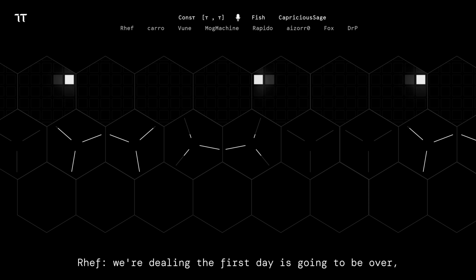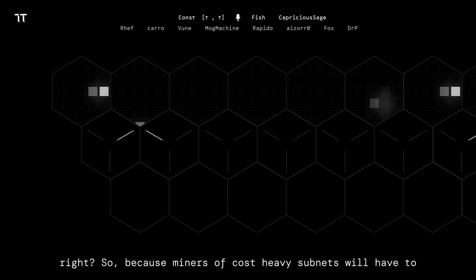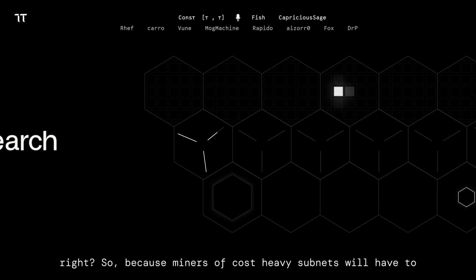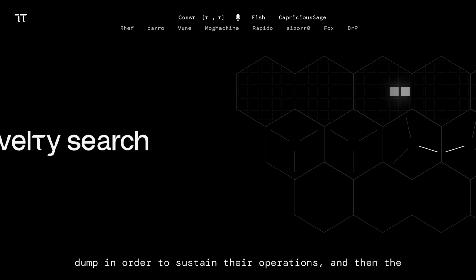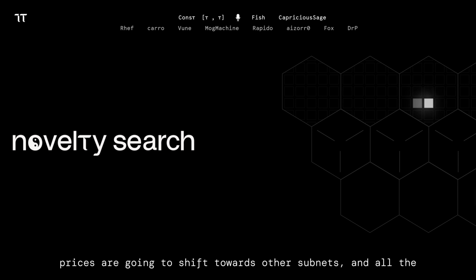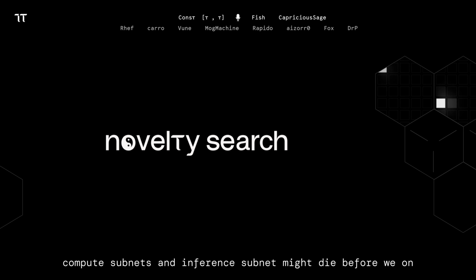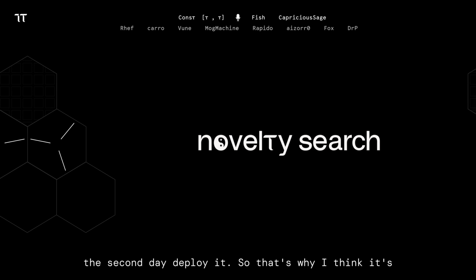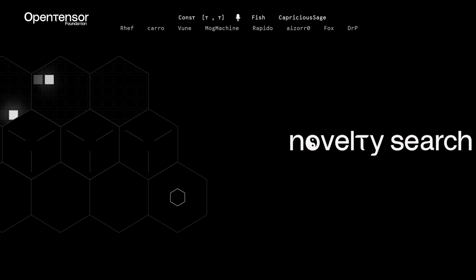I think a lot after the first day, it's going to be over, right? Because miners of cost-heavy subnets will have to dump in order to sustain their operations, and then the prices are going to shift towards other subnets, and all the compute subnets and inference subnets might die before we, on the second day, deploy it. So that's why I think it's important to deploy it on day one.